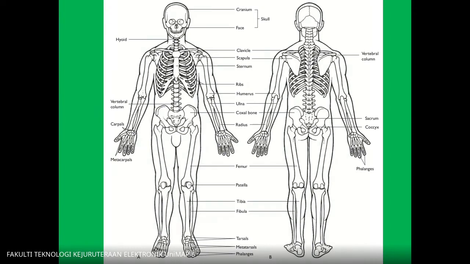No need to memorize all this, or how to draw this type of figure. But you need to know where is the radius, where is the ulna, where is the femur, the most common bones. Okay, let's watch this video a bit.